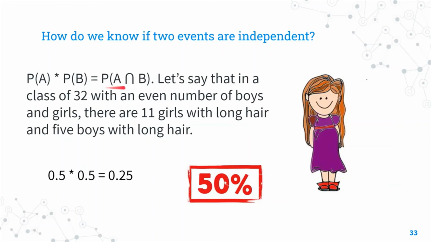So how do we actually figure out what the intersection is? Well, the intersection is just the probability of picking an event where A occurs as well as B. So in this example, it's pretty much all the children in the classroom who are girls and have long hair. So we want to find the probability of picking someone in the class who's a girl with long hair. In this class, there are 11 girls with long hair. So out of a class of 32, we can see that it's not going to be equal to 0.25. It's going to be a bit higher.